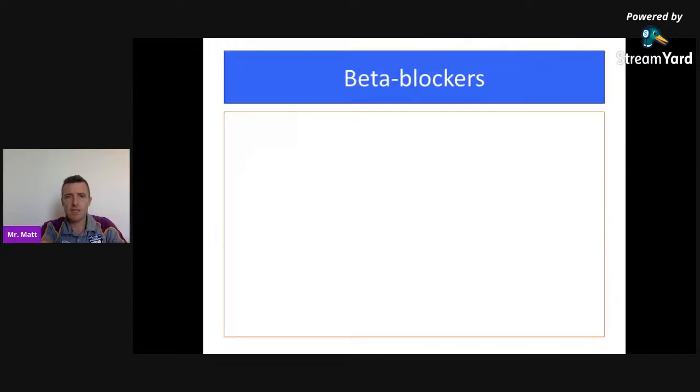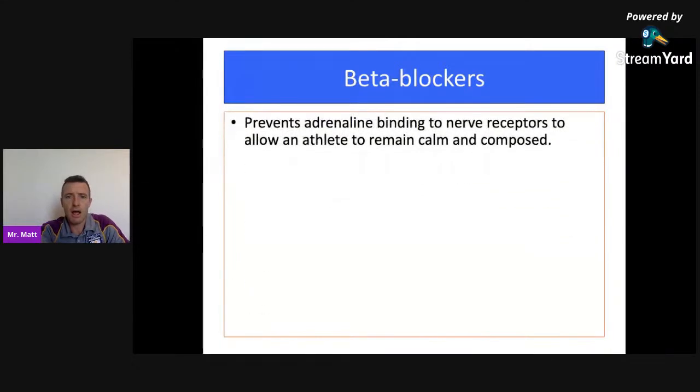The second drug is beta blockers. Basically what they do is they prevent adrenaline binding to the nerve receptors. So they actually bind to the nerve receptors themselves to prevent adrenaline actually binding to those receptors, and it allows people to remain calm and composed.